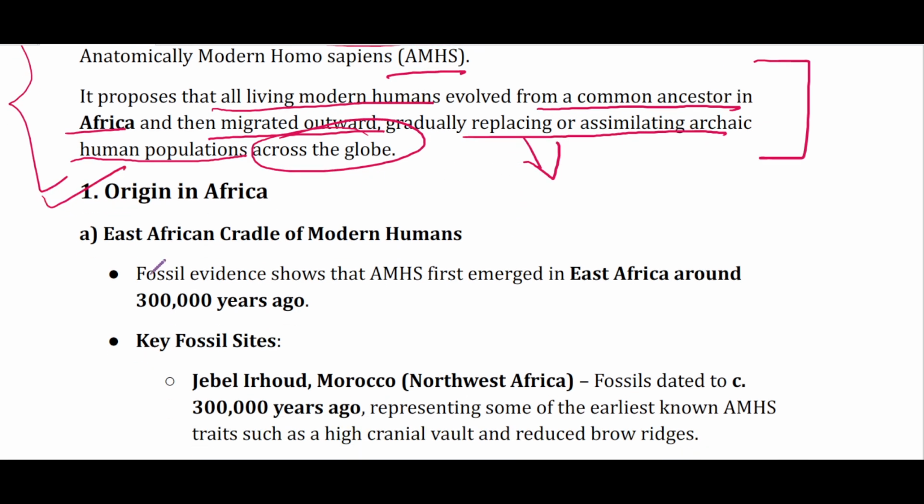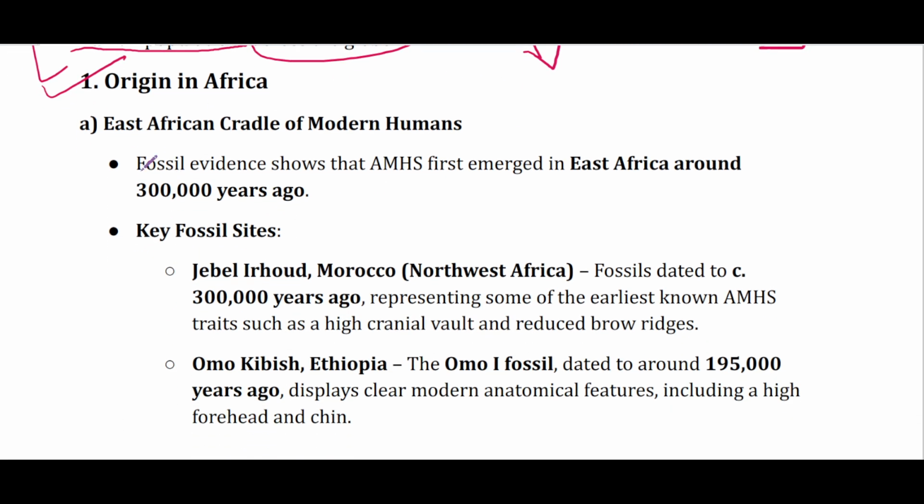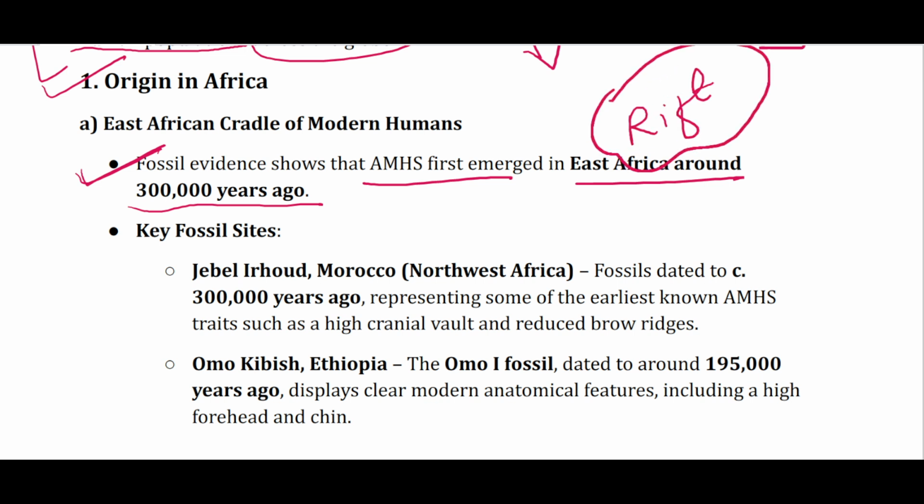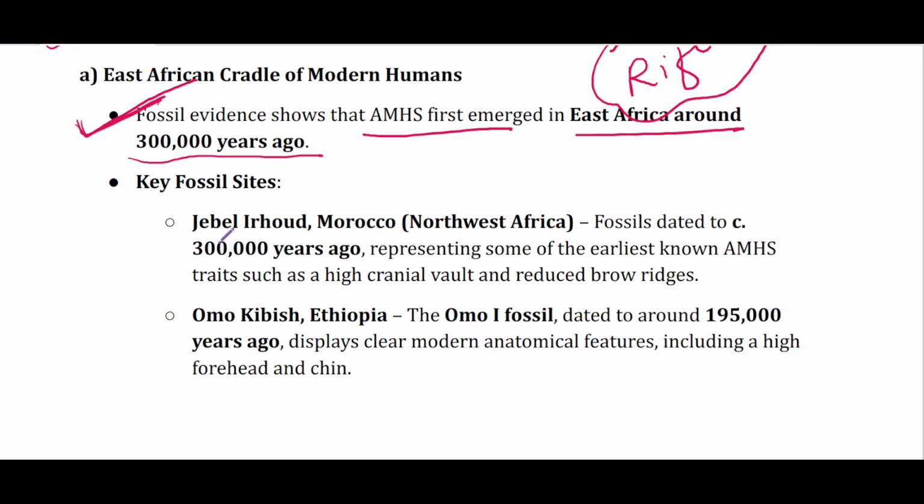Now, the origin in Africa. So the fossil evidence suggests that AMHS first emerged in East Africa around 300,000 years ago. East Africa, the Great East African Rift Valley, which is considered the cradle of humankind, and that's where the modern Homo sapiens first emerged.